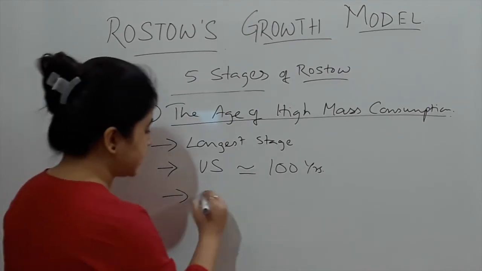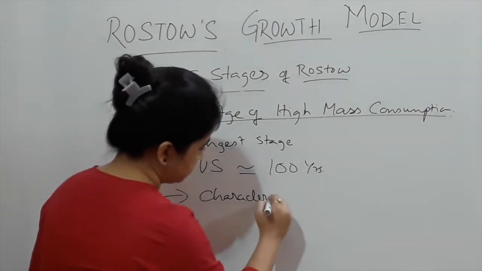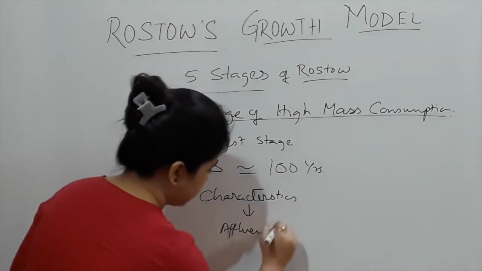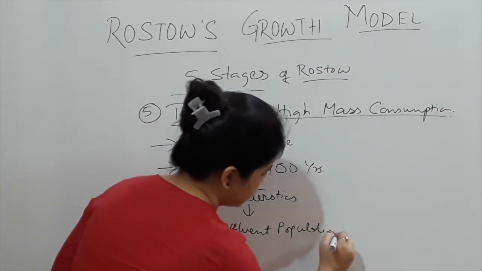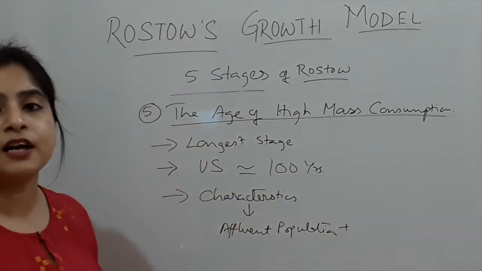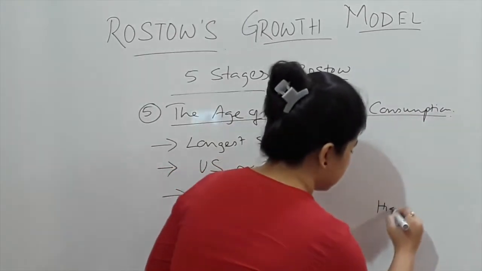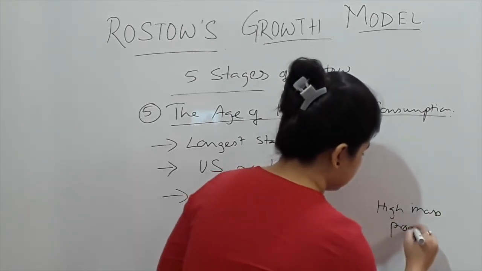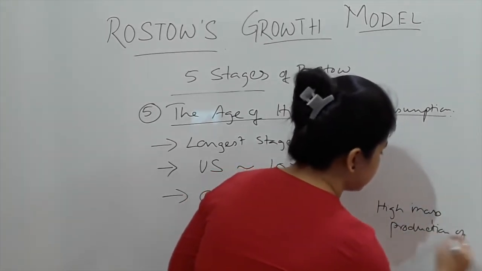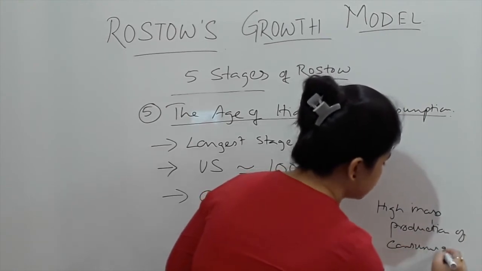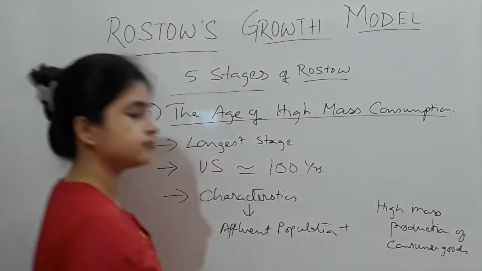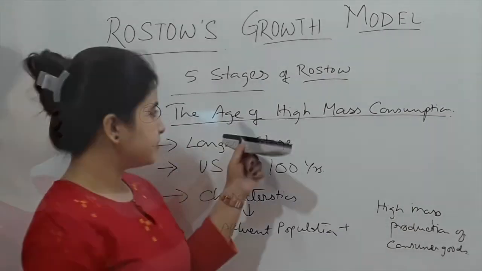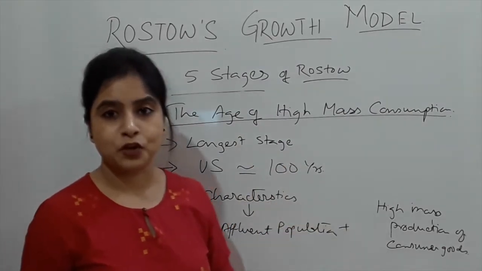So here the basic characteristics is that we need to have an affluent population and there is a high mass production, or huge, high mass production of what? The consumer goods. Okay, so this is the basic criteria and the characteristics of this stage of the economic growth.